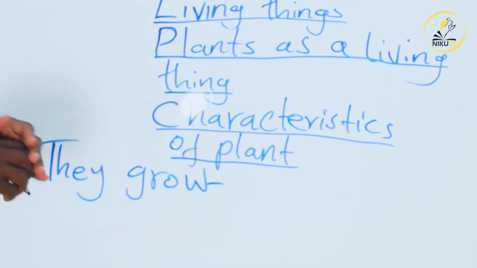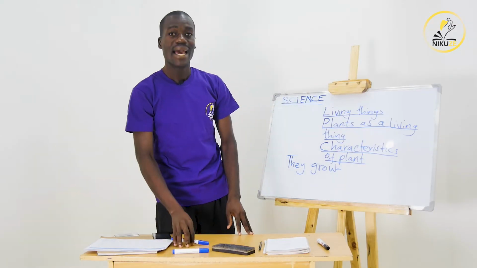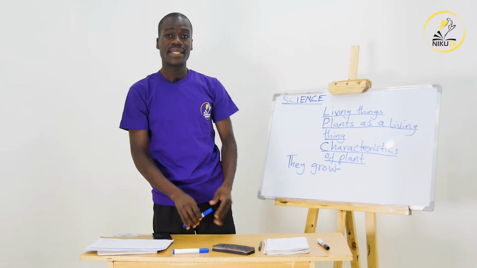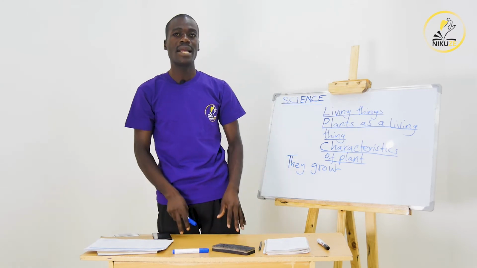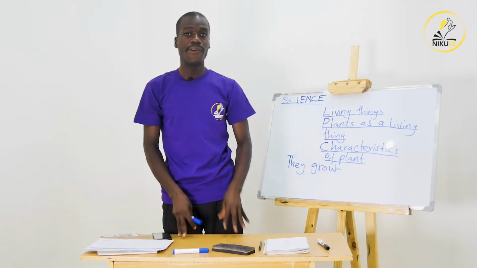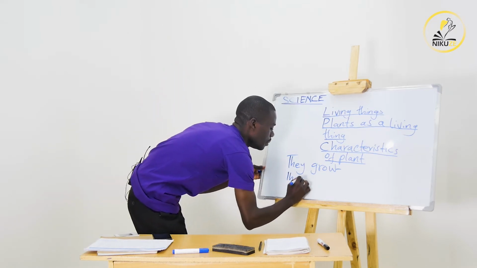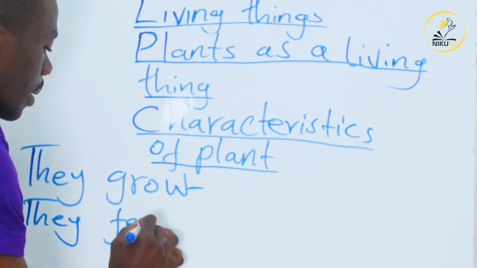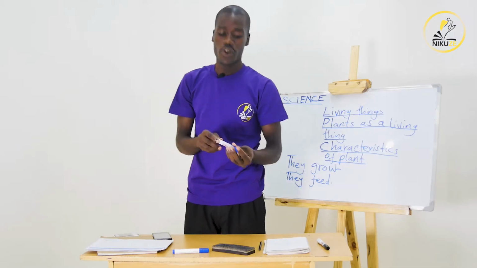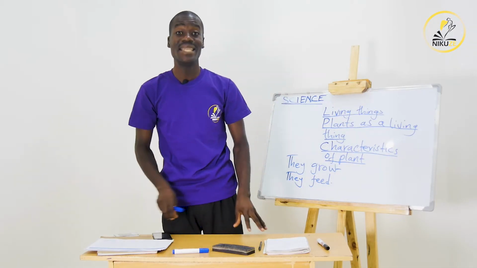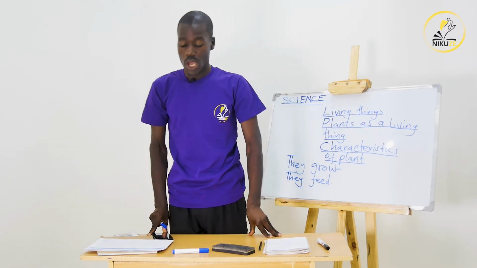And we have said that growth means increase in height or size. The second characteristic of a plant, or the reason as to why we are saying a plant is a living thing, is that they feed. Meaning that these plants also need food. They must eat.